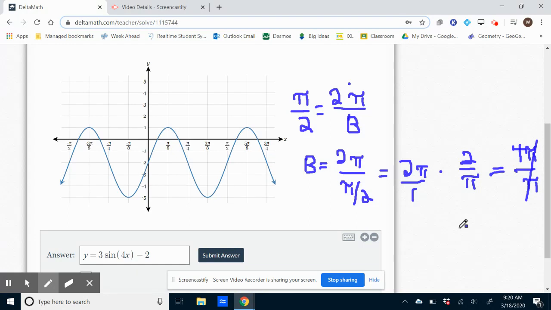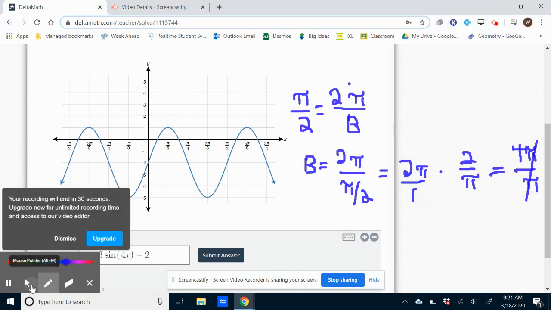So in general, solving for b, find your period and take 2 pi divided by the period, and that will equal b. When the period is a fraction, use keep change flip. So 2 pi divided by a fraction like pi over 2 really means 2 pi times the reciprocal, which is 2 over pi.